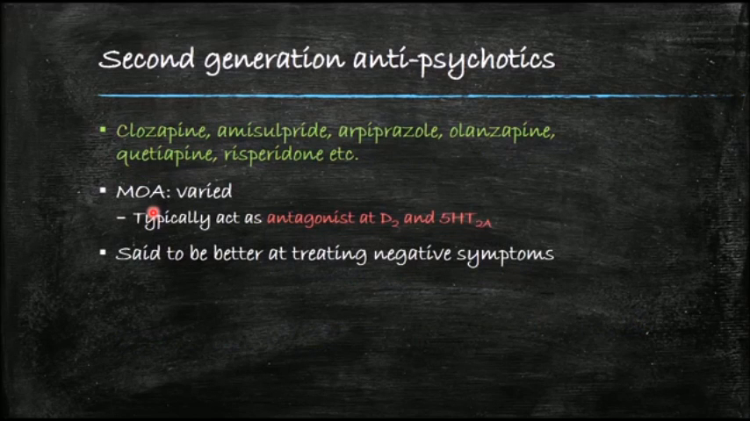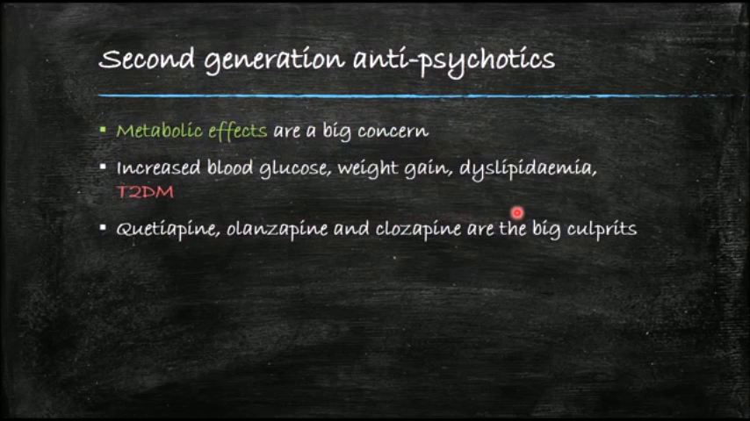Second generation antipsychotics are the ones that are most commonly used now. They have a varied mode of action. Some of them are partial agonists, some of them are antagonists at D2 and 5-HT2A. These are much better at treating your negative symptoms. The biggest concern is metabolic side effects. So these people that take these medications get weight gain, and as a result, they can get diabetes from it. So those are your two biggest concerns.